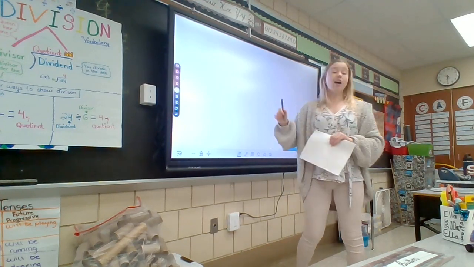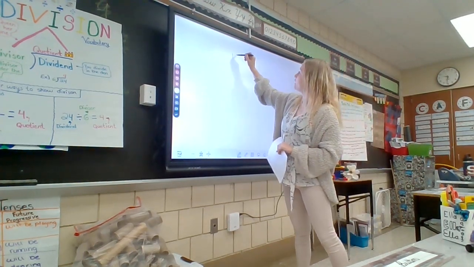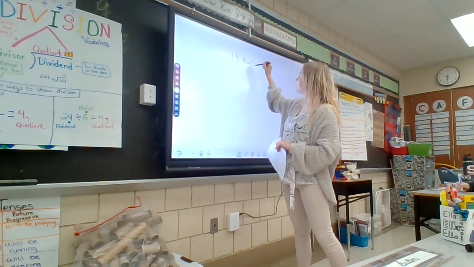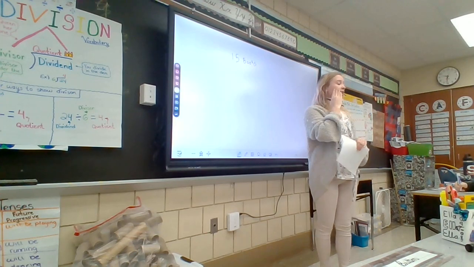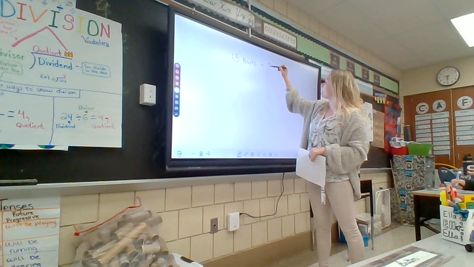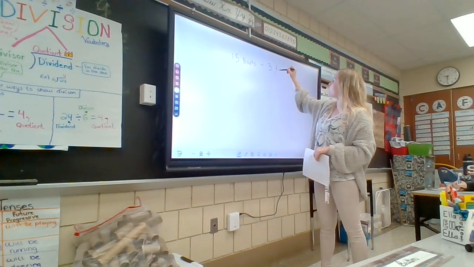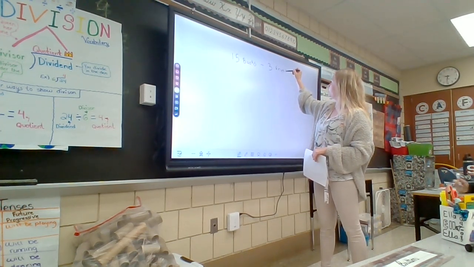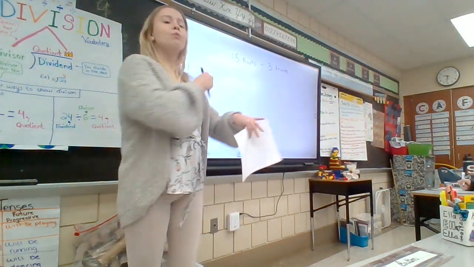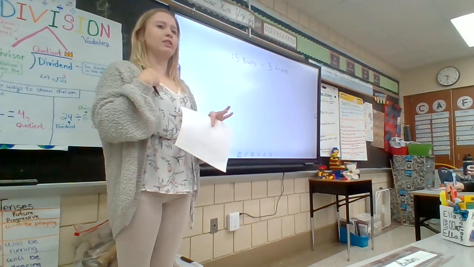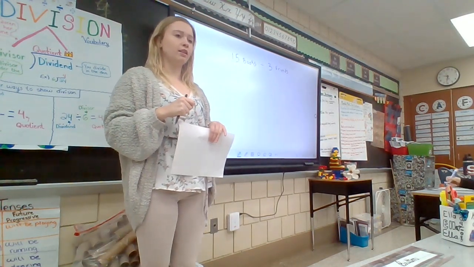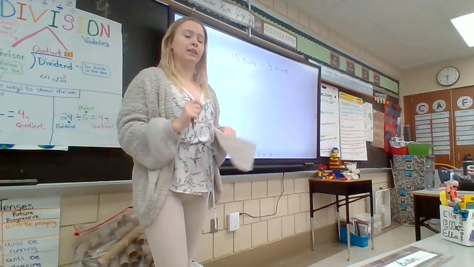I want you to have 15. I have 15 books. Listen, please listen. I'm not done yet. 15 books, and I want to divide it between my 3 friends. I want you guys to draw a picture solving this problem. And when you are done, I do not want you to tell me the answer. I want you to turn and talk to your partner and tell them what you did. Quietly, though. I don't want you to be really loud in here.